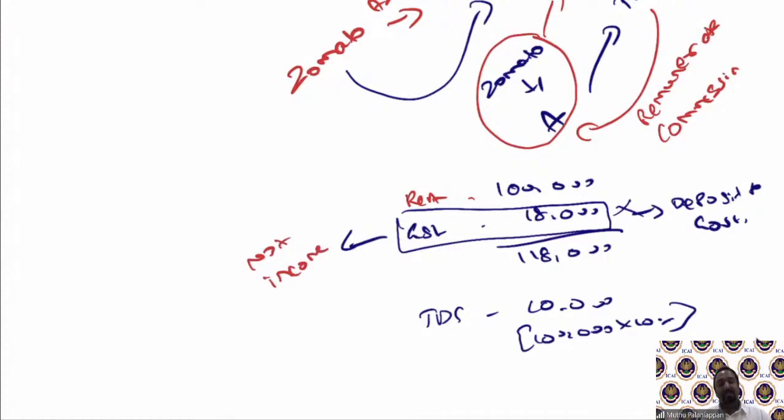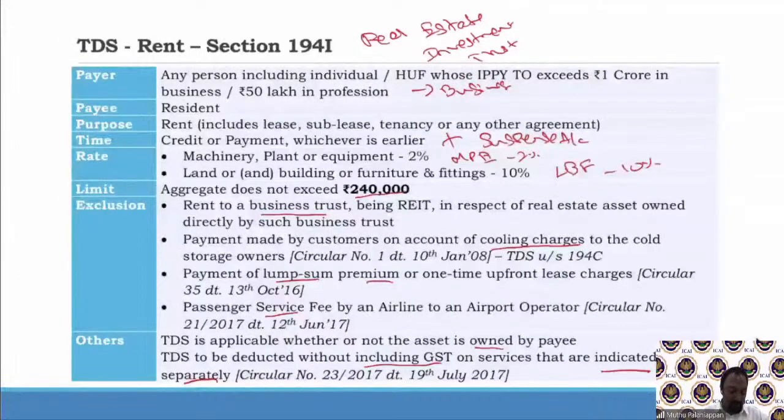So income tax says don't deduct TDS because it is not your income. Whatever income is only this 1 lakh. So this only is your income. So TDS is on income alone. So deduct it only on this 1 lakh. So that's what the provision says. Okay. So that is 194I.